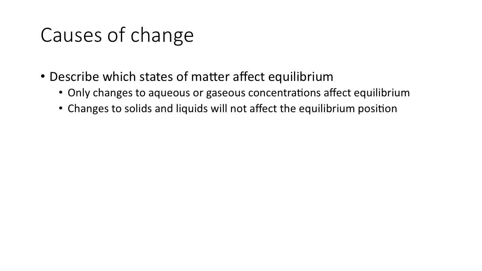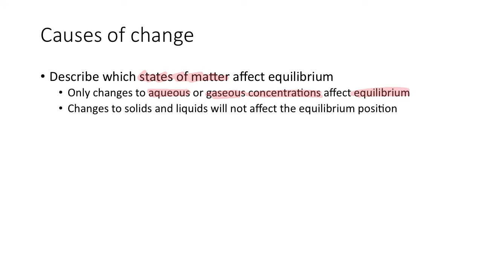All right. So the first change we're going to discuss is changing a concentration of one chemical species within that substance. Okay, so for any equilibrium system, you could change the amount of stuff that's in there by adding or removing some stuff. However, adding and removing stuff only affects equilibrium for certain states of matter. And really, it's only the aqueous or the gaseous states because they have concentrations which affect equilibrium.